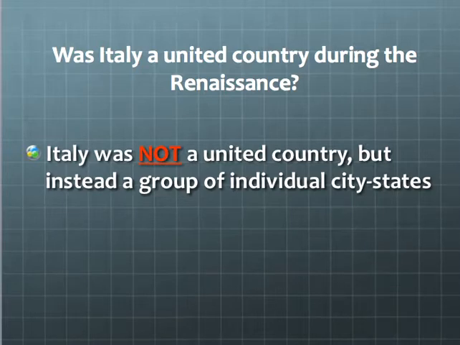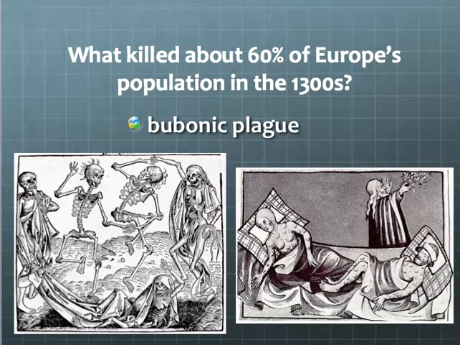The next one: why was Italy a united country during the Renaissance? No, the Italy that we know did not exist until the late 1800s. Italy was a series of small kingdoms, and generally, most of it was a group of individual city-states. What killed about 60% of Europe's population in the 1300s? That would be the bubonic plague or the Black Death. That came from the fleas on the rats, from trade and from the Mongols coming from Asia.